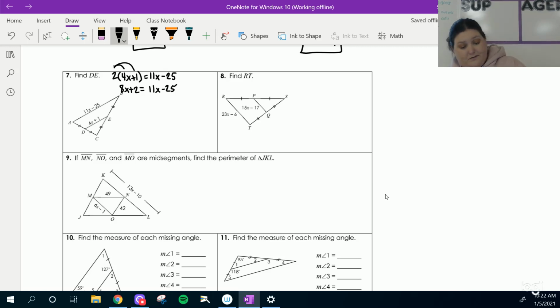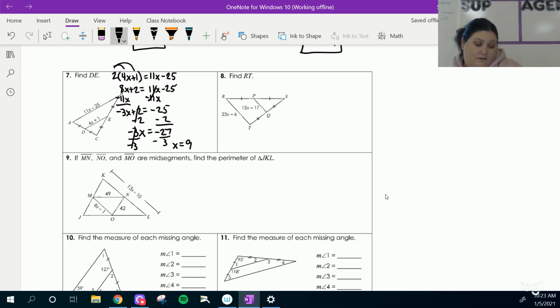Next thing I'm going to do is subtract 11x. So I get negative 3x plus 2 equals negative 25. Then I'm going to subtract 2 on both sides. I get negative 3x equals negative 27. Then I'm going to divide by negative 3 on both sides. And I get x equals positive 9.